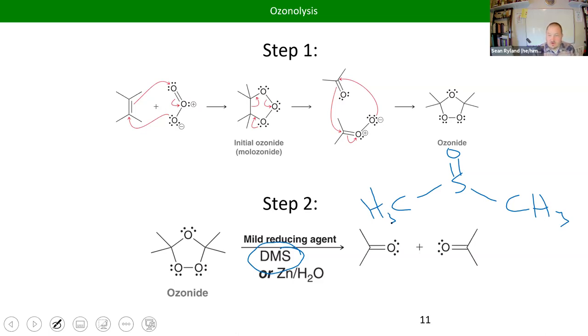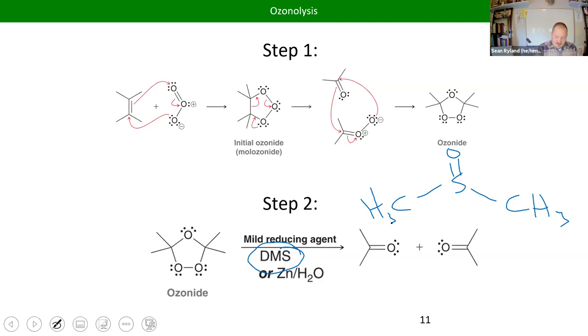Basically, that sulfur can just grab that extra oxygen and hang on to it. Or if you put it in the presence of zinc, you wind up with the zinc turning to zinc oxide. That's where the extra oxygen goes, and the other two oxygens just stay attached to your carbons, and you break it apart to make those two carbonyls.